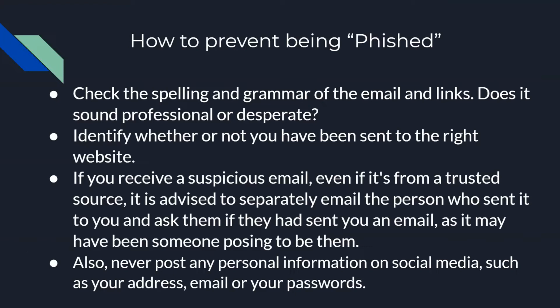Next, if you receive a suspicious email, even if it's from a trusted source, it is advised to separately email the person who sent it to you and ask them if they had sent you the email, as it may have been someone posing to be them. For example, if you get an email from a friend and it seems a bit suspicious, maybe they're asking for a bit too much information than they usually would, you might want to email them separately or call them or text them and make sure that it's really them that sent the email. And if you call them and they say it wasn't them, then most likely it is a phishing email or they're trying to hack into your computer.